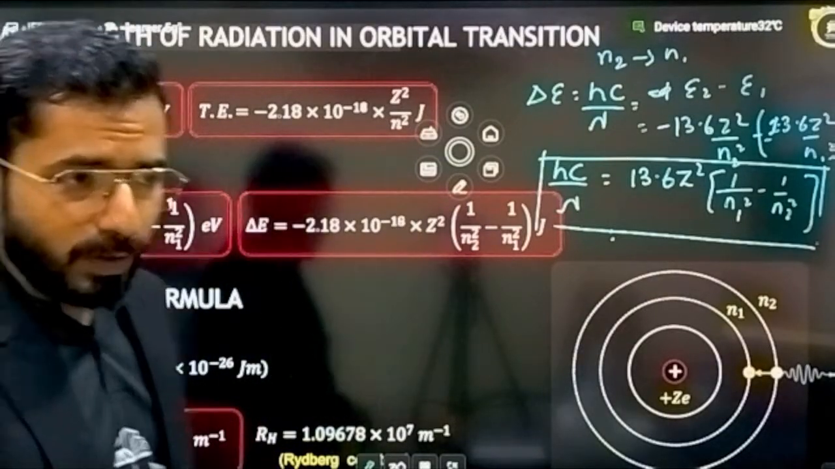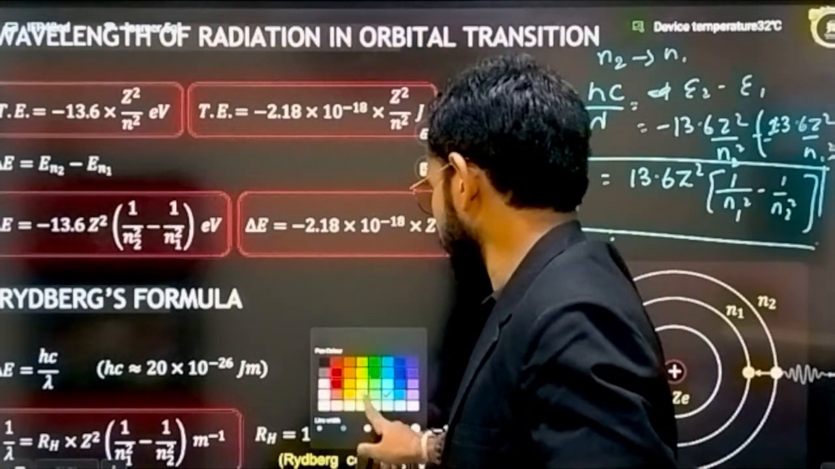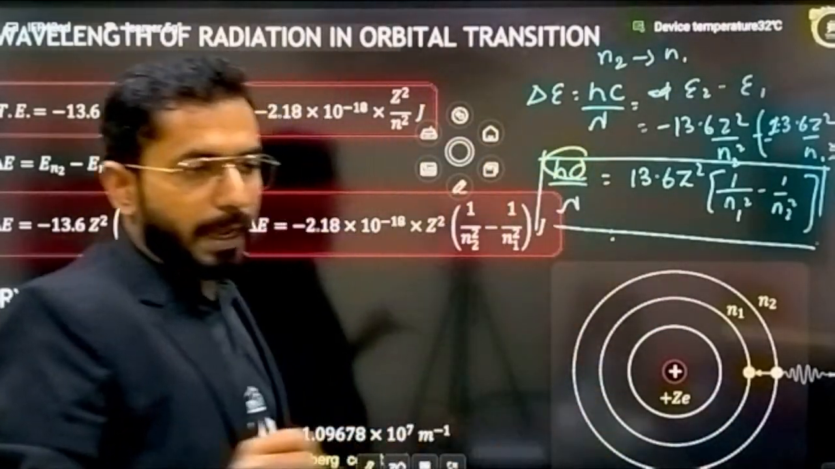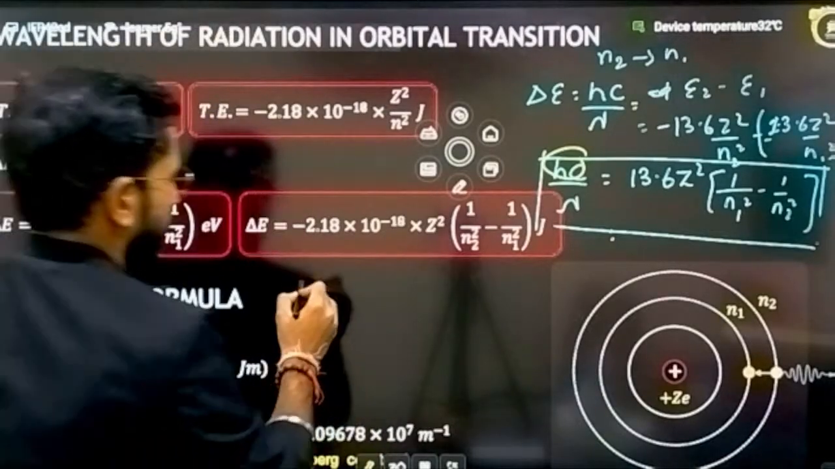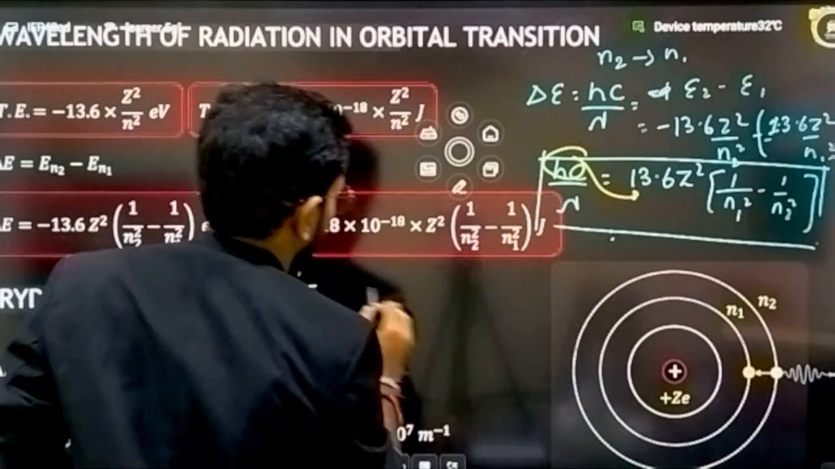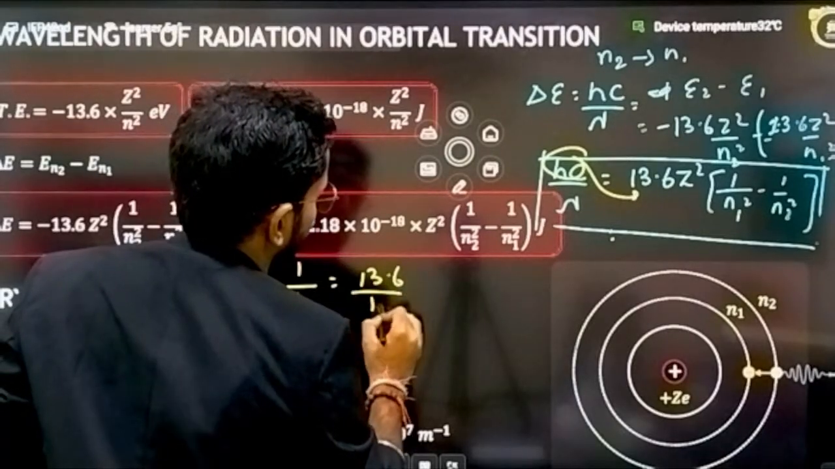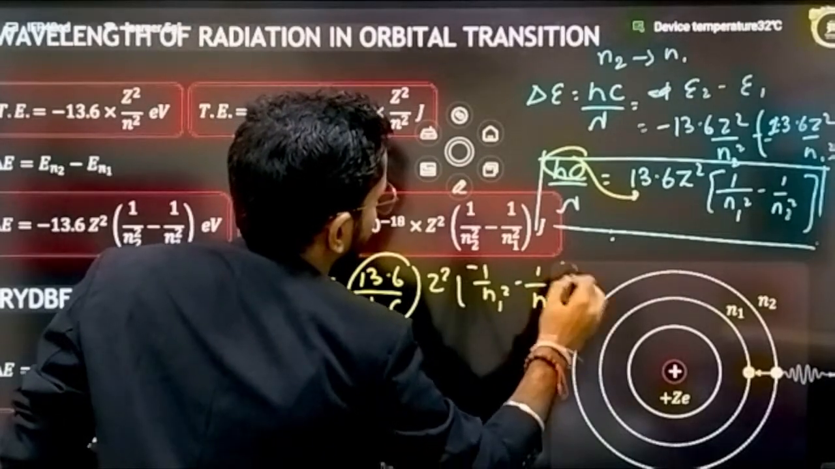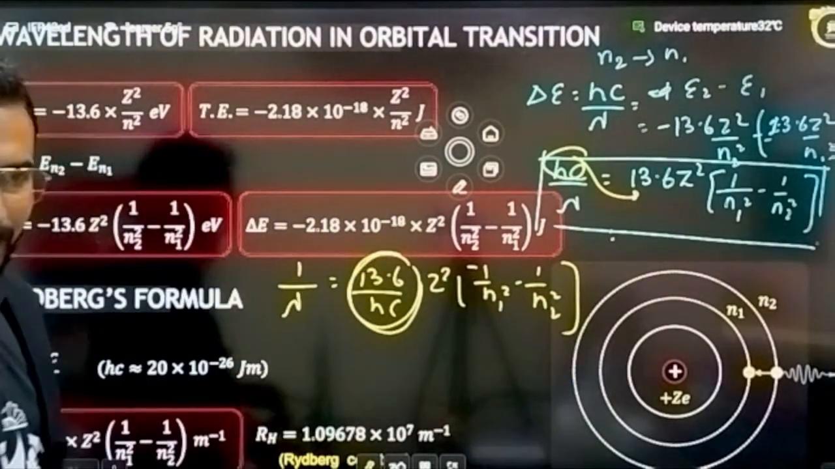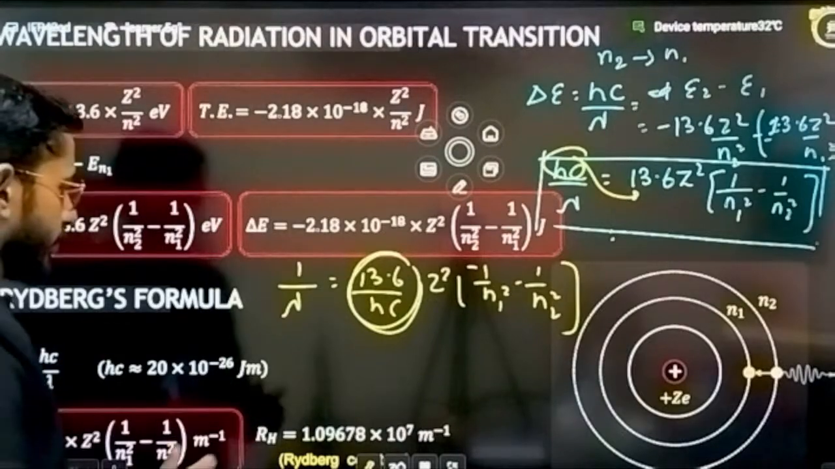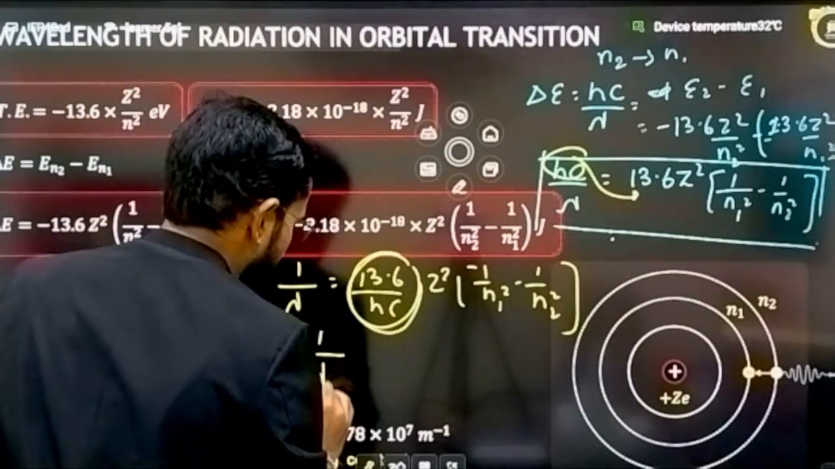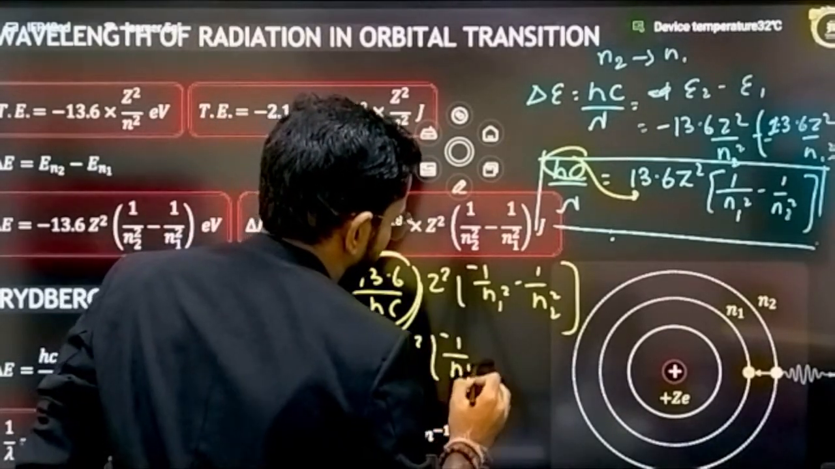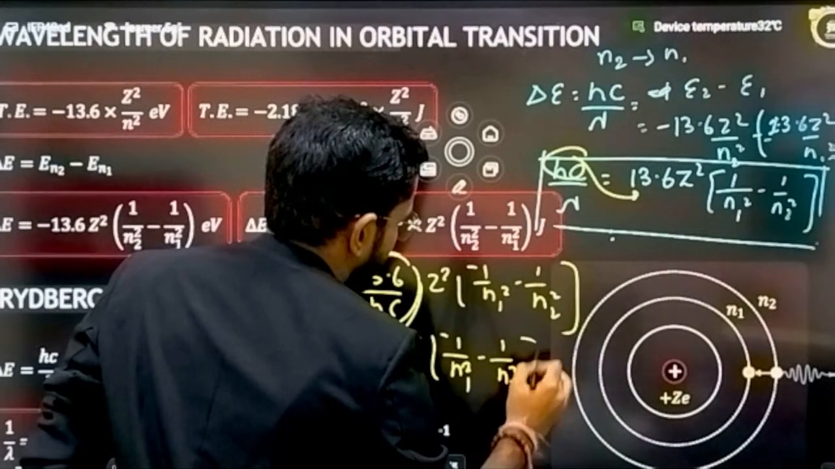There is one more way to remember the same result. What is this hc? When you put in the values, hc equals 12,400. Take this hc to the other side: 13.6 divided by hc, into Z square, into 1 by n1 square minus 1 by n2 square. This whole value makes a constant, which is the Rydberg constant. So the formula is also standardly remembered as 1 by lambda equals R Z square times (1 by n1 square minus 1 by n2 square).